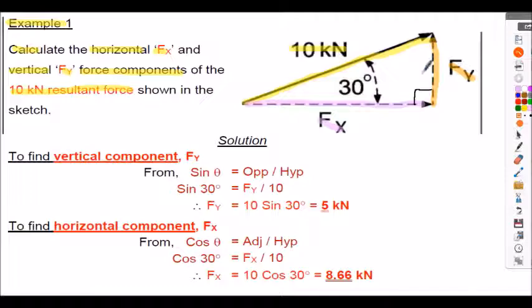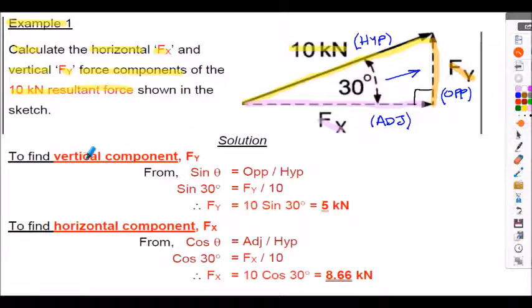As with all trig problems, don't forget we have to label our sides. So if we're given an angle 30 degrees here, then this would be the opposite side of the triangle. The hypotenuse is always the longest side opposite the right angle. So that leaves the Fx side here as the adjacent side.